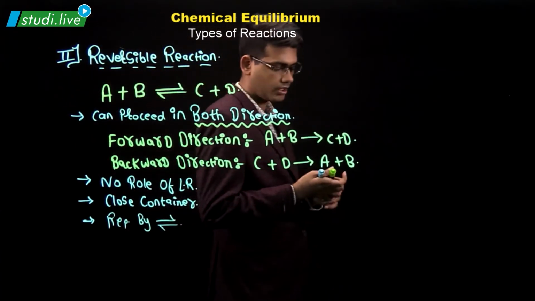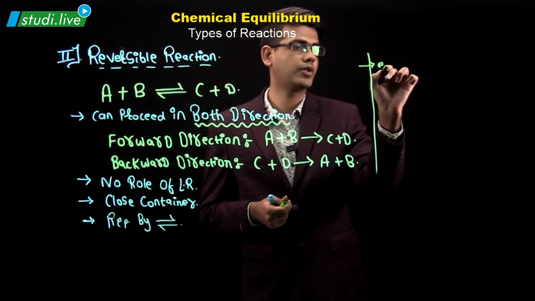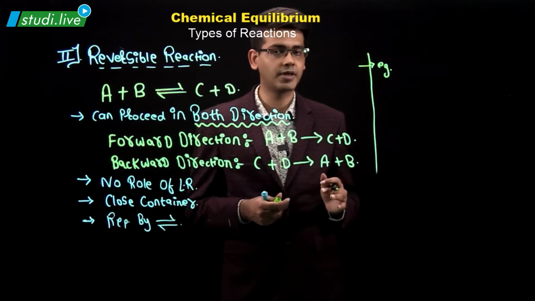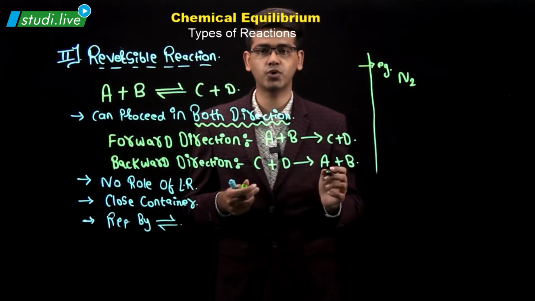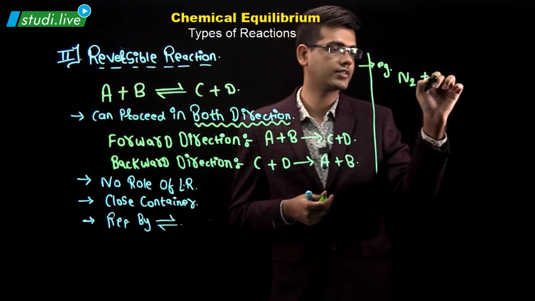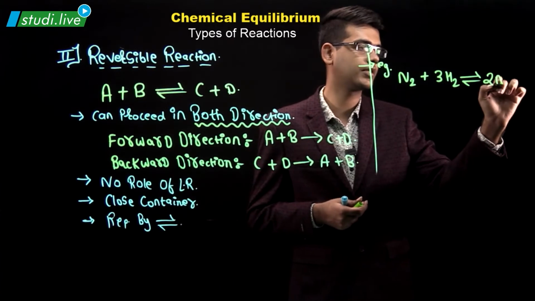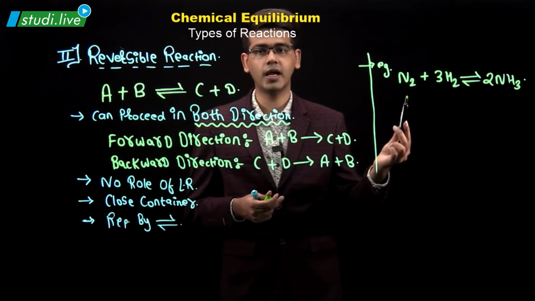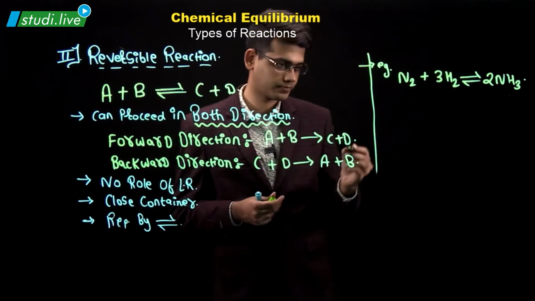And if we talk about some examples, the first example is a very famous process, which is nothing but the Haber's process. In Haber's process, the reaction is a reversible reaction between nitrogen and hydrogen, giving the product ammonia gas. So N2 plus 3H2 gives 2NH3, and this reaction is a reversible reaction. It can proceed in both directions, that is forward direction as well as backward direction.